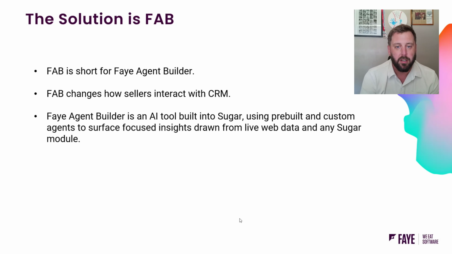So with that being the problem, if you go to the next slide, Chin, the solution is the Faye Agent Builder. Faye Agent Builder, short for that is FAB, which we might refer to throughout the demonstration today. FAB really changes how sellers interact with this CRM. It provides you with what you need to know, when you need to know it, in a format that you've really generated yourself. By our definition, the Faye Agent Builder is an AI tool built into Sugar, using pre-built and custom agents to surface focused insights drawn from live web data in any Sugar module.